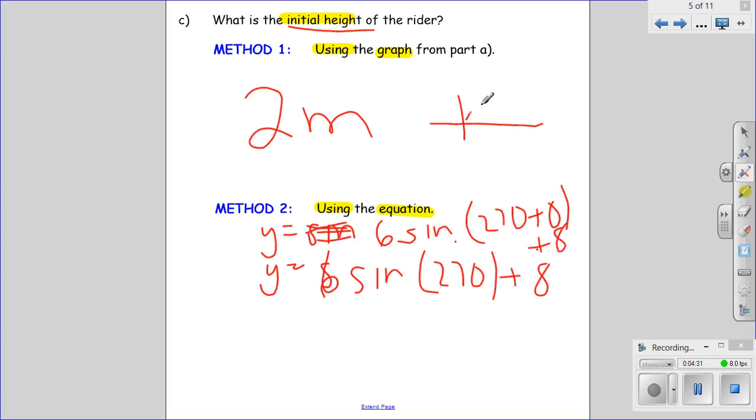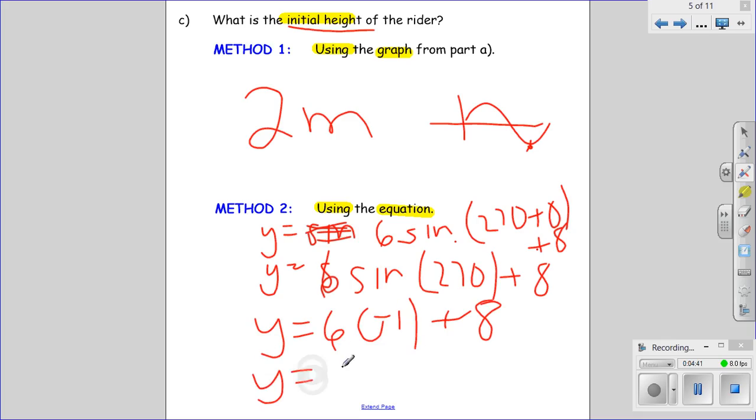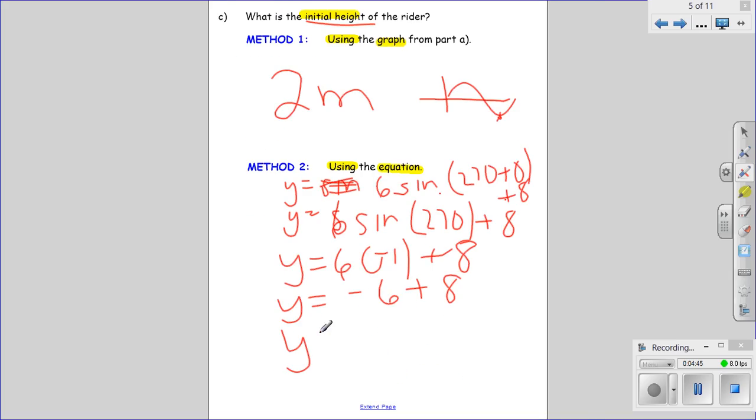If I think about my sine graph, it looks like that in general. And at 270, sine is -1. So it's y equals 6 times -1 plus 8. And y is -6 plus 8. And I also get y equals 2 meters.